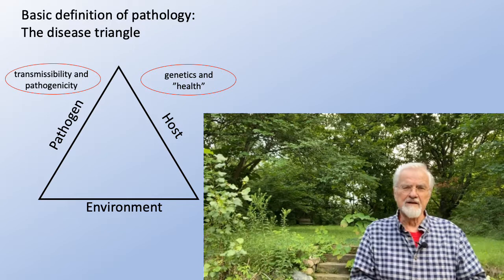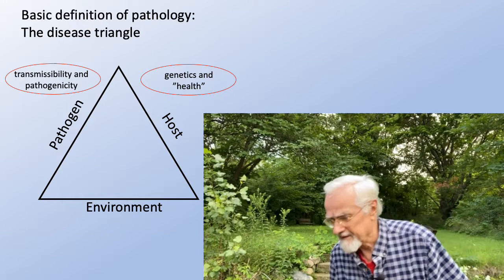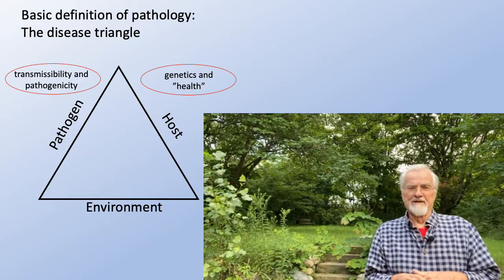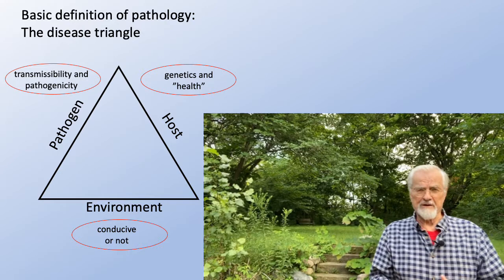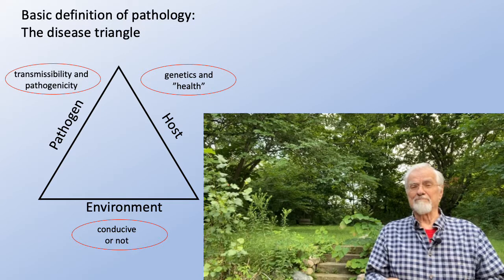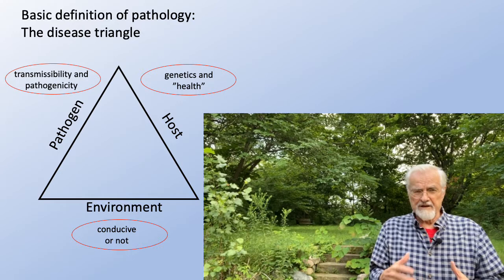Finally, we have the environment. And we can basically divide environments up into two categories: environments that are conducive for the pathogen and environments that are not conducive for the pathogen. And as we study the pathogen system, as we study the disease system, we also need to study the environment and potential environments that might exist as a part of the strategy for dealing with whatever disease system that we're concerned with.